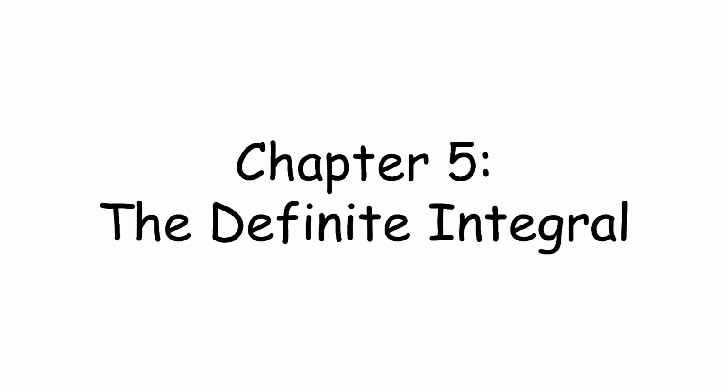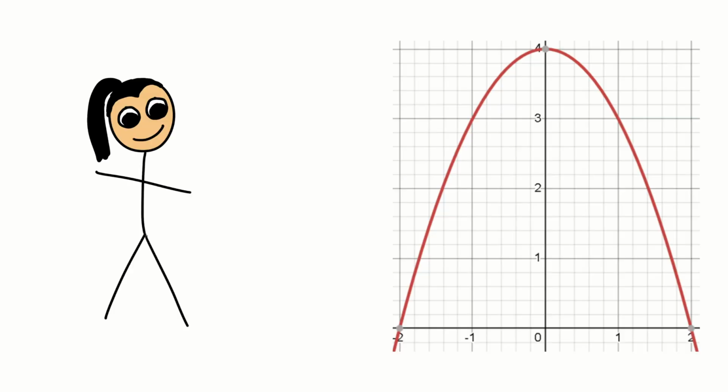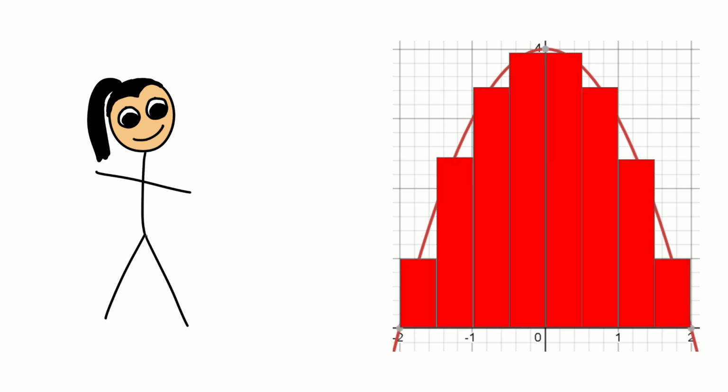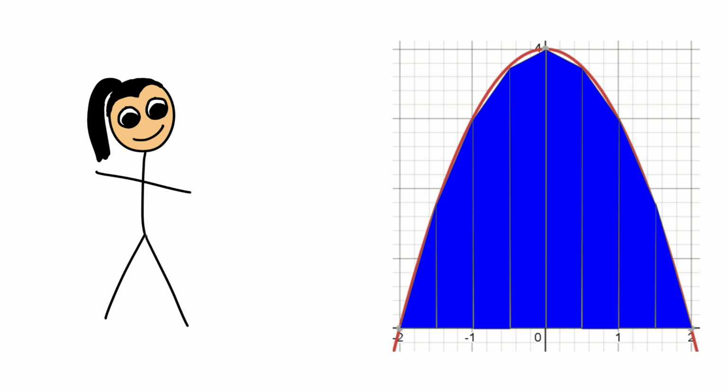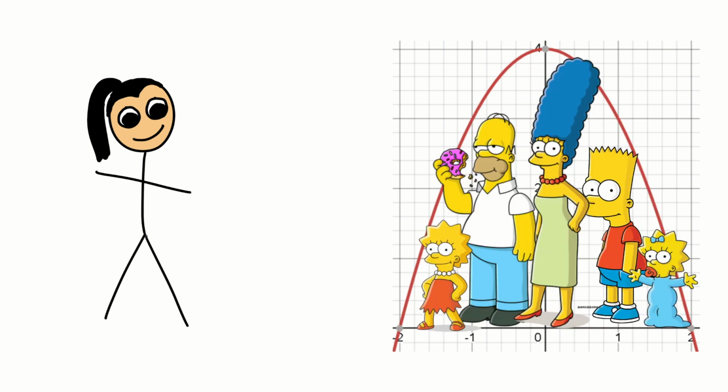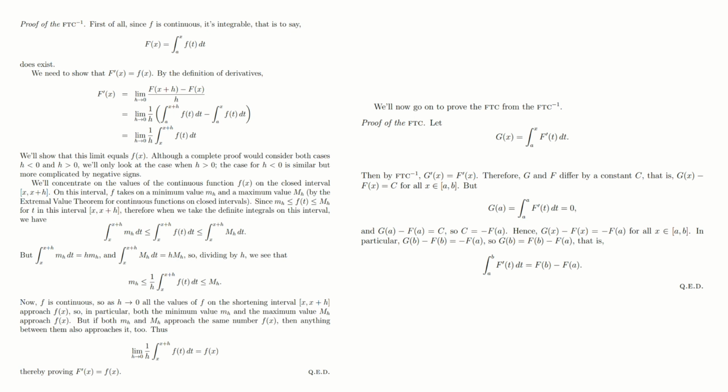Chapter 5. The definite integral. Definite integrals are just finding the area under a curve from one point to another. Sometimes you'll use rectangles, sometimes you'll use trapezoids, and other times you'll use Simpsons. We're still figuring that one out. You'll also learn the proof for the fundamental theorem of calculus, and immediately forget it the second you step out of class. But you can use it to scare the AB kids by writing it on their whiteboard.